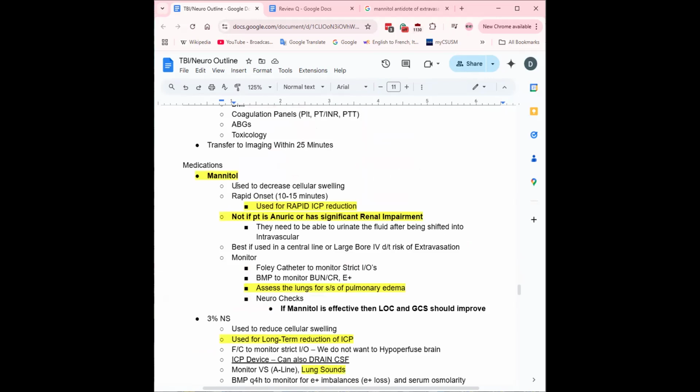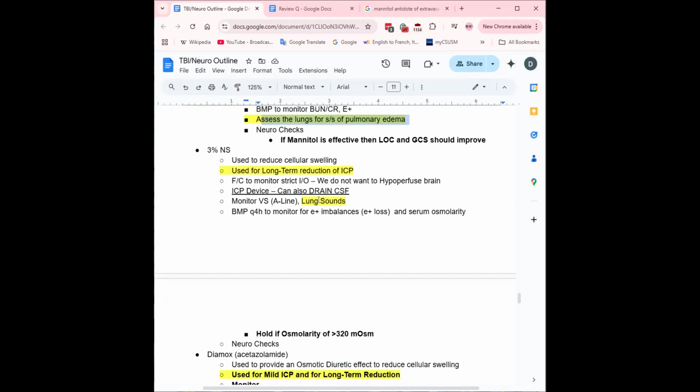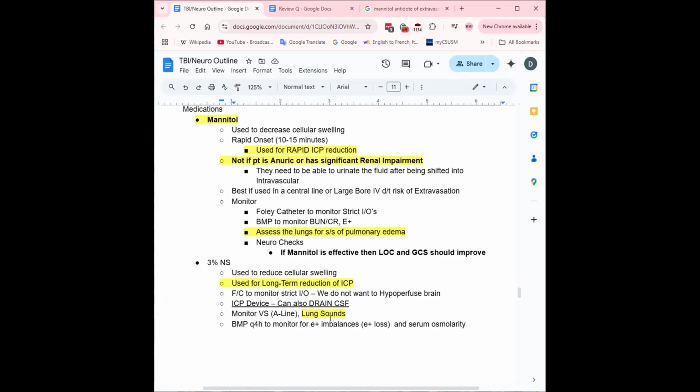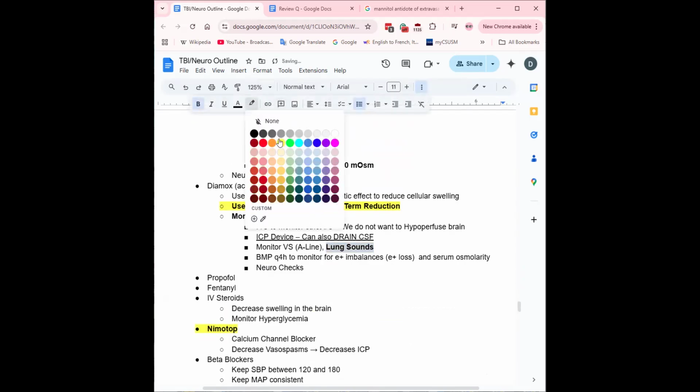Again, know your mannitol. Know that it's for rapid reduction. Know that if the kidneys aren't working, then the mannitol is no go, and that it can cause pulmonary edema. Same thing with 3% saline, pulmonary edema. For Diamox, same thing, pulmonary edema. So just kind of get that in the brain.